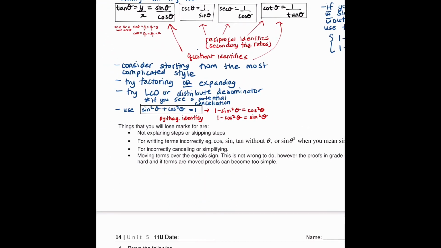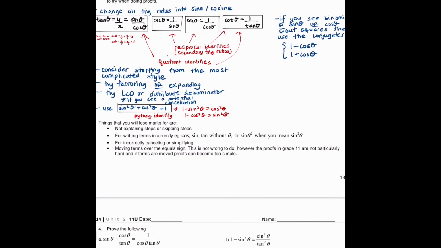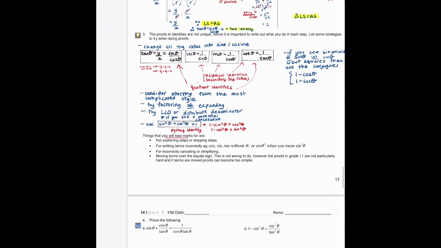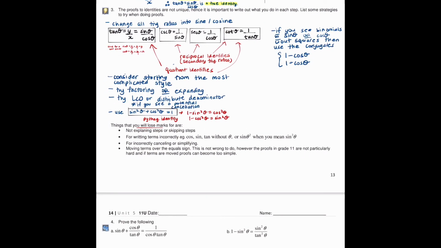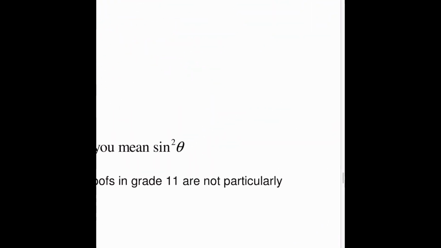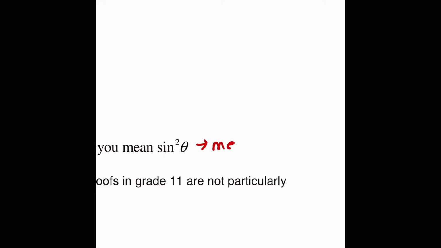So note the things you need to watch out for, things you will lose marks for within your communication: not explaining steps or skipping steps; writing terms incorrectly, for example cosine or tan without theta, because remember, those are the function names and we need to have it in terms of the input, or just say cosine, sine, tangent, the full name maybe; sine theta squared when you mean sine squared theta. Remember, those two mean different things. This one means that you have bracket sine theta, squared.